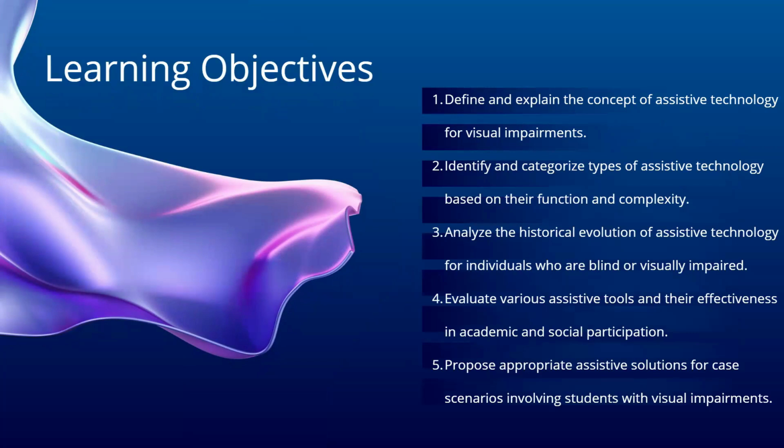Before we dive into the content, let's take a look at the learning objectives for today's session. By the end of this lecture, you should be able to define and explain the concept of assistive technology for visual impairments, identify and categorize types of assistive technology based on their function and complexity, analyze the historical evolution of assistive technology for individuals who are blind or visually impaired, evaluate various assistive tools and their effectiveness in academic and social participation, and propose appropriate assistive solutions for case scenarios involving students with visual impairments.